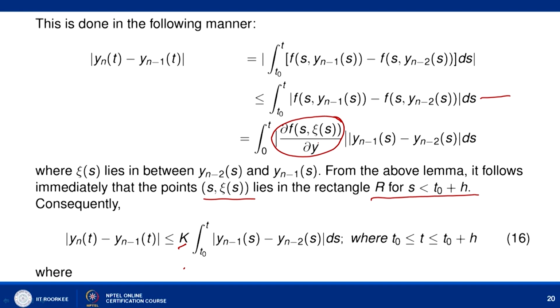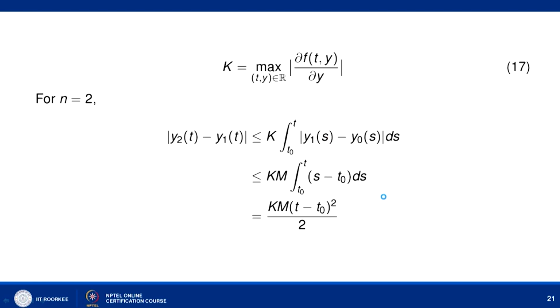So, from this we can say that the modulus of yn(t) minus yn-1(t) is less than or equal to k times the integral from T naught to T of the modulus of yn-1(s) minus yn-2(s) ds. So, we are able to get a recursive relation in terms of yn(t) minus yn-1(t), where t is lying between T naught and T naught plus h. Here k, right now, we are taking as the maximum of this quantity over the rectangle R. So, here we have defined k. If we are using the Lipschitz condition, then k is the Lipschitz constant.